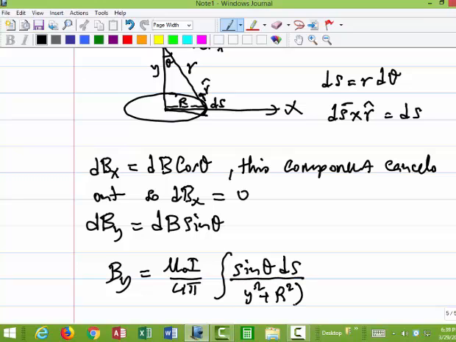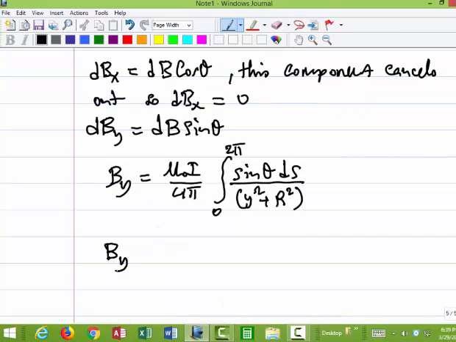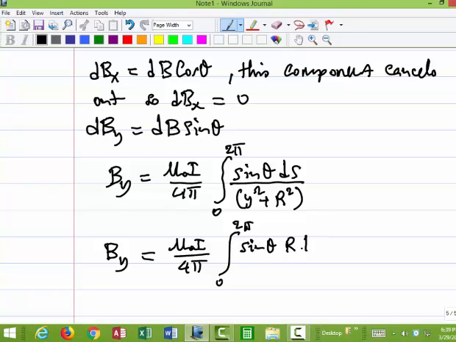Okay, and then we're going to go from 0 to 2 pi next, because I'm going to replace ds by R d theta. So are you seeing everything? So the y component of the magnetic field, which is along the axis, is mu naught I over 4 pi, and then we're going to go 0 to 2 pi sine theta, which we shall replace. Let's put a sine theta, and then ds is R d theta. R is the uppercase R, of course, and the d theta. This is y squared plus r squared, like that.